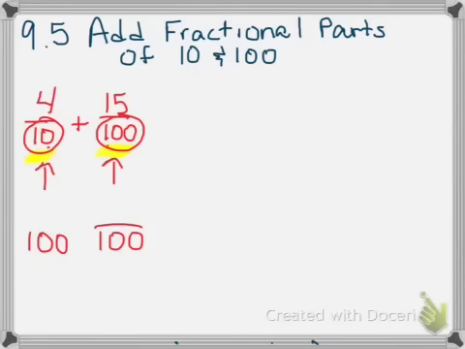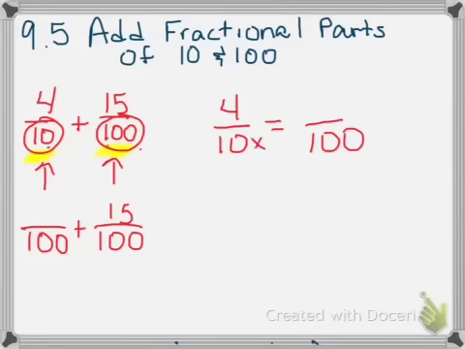So I'm going to rewrite my math problem. Well, this 15 over 100, or 15 100ths, it stays the same because it's over 100 already. But this 4 tenths, I have to think to myself, what can I multiply 4 and 10 by that would equal something over 100? Well, I know that 10 times 10 is 100, so whatever I do to the bottom, I have to do to the top. So 4 times 10 is 40. Well, 40 100ths is the same as 4 tenths.